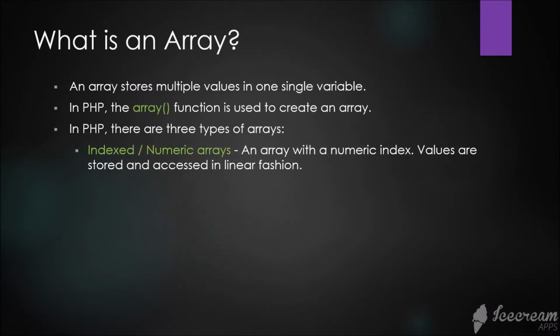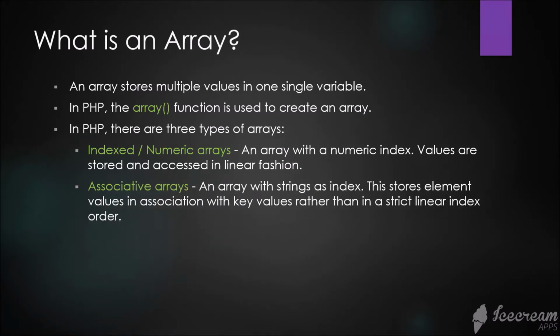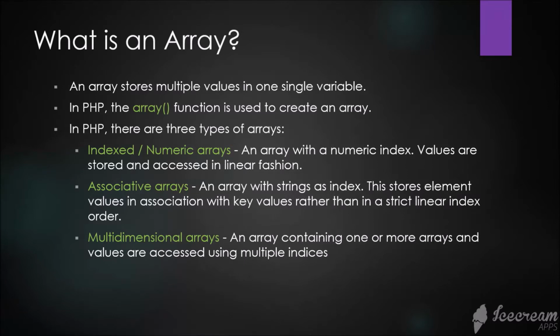First, we have the index or numeric arrays. An array with a numeric index, values are stored and accessed in linear fashion. Next is associative arrays, an array with string as index. This stores element values in association with key values rather than in a strict linear index order. Then we have multidimensional arrays, an array containing one or more arrays and values are accessed using multiple indices.